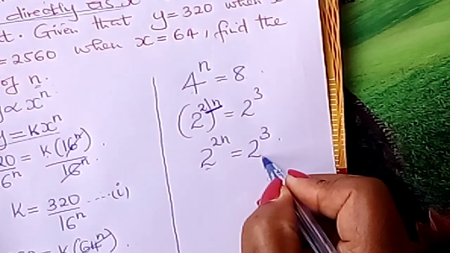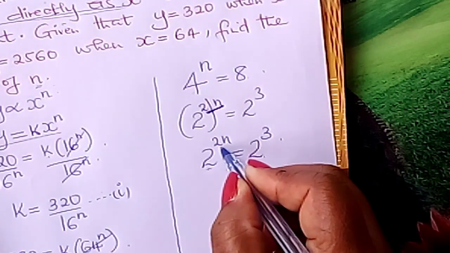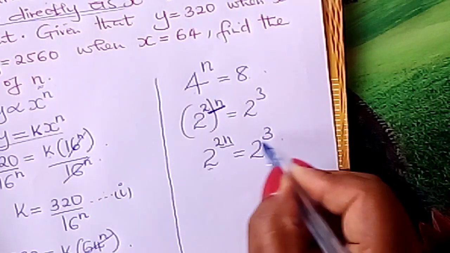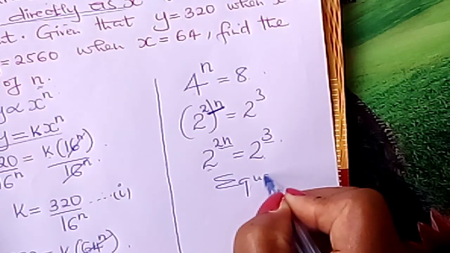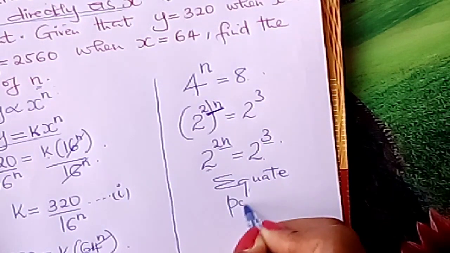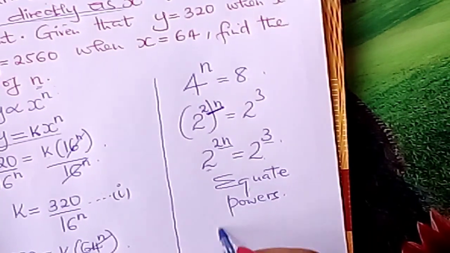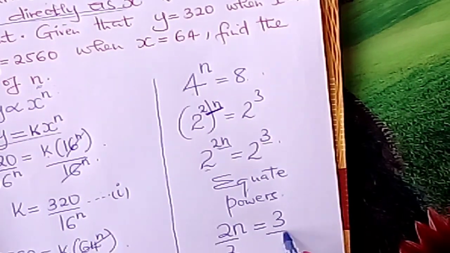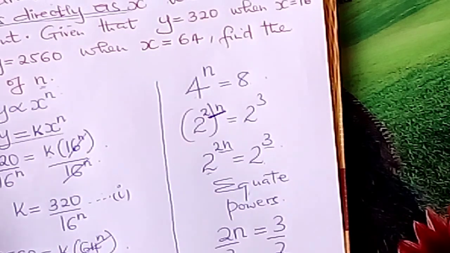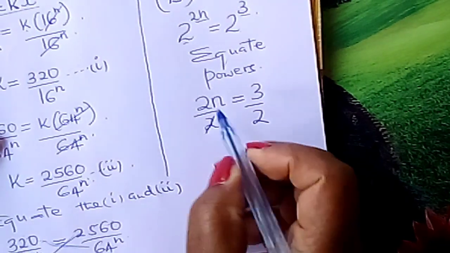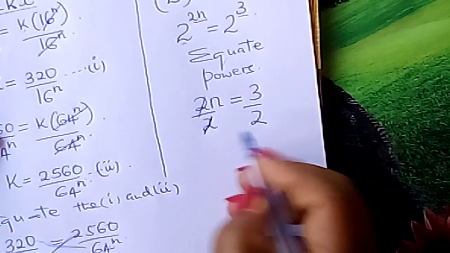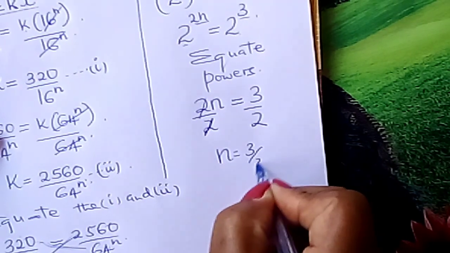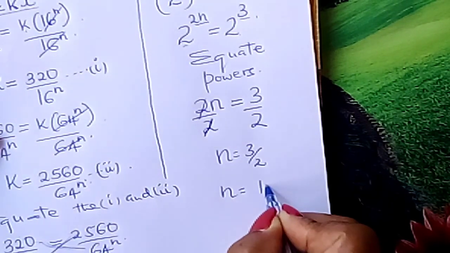Common bases here are equated. And therefore, how do you get your n? You equate the powers now that you have common bases. So 2n is equal to 3. Divide by 2, divide by 2. And therefore, your n will be 3 over 2, which is equal to 1.5.